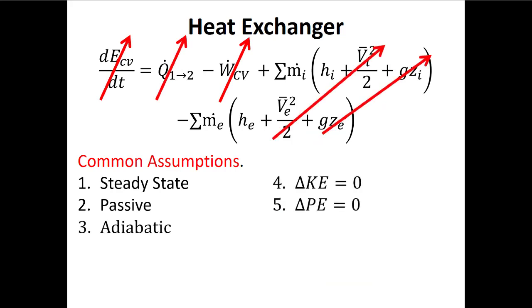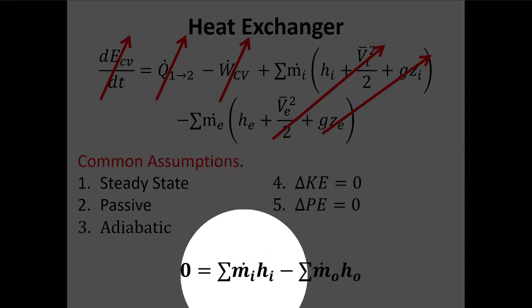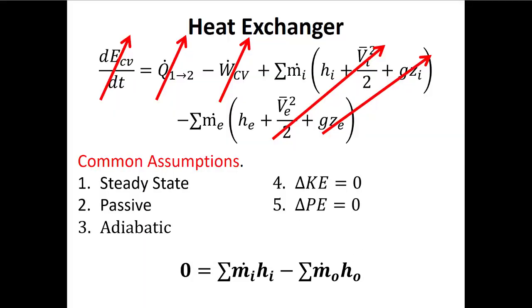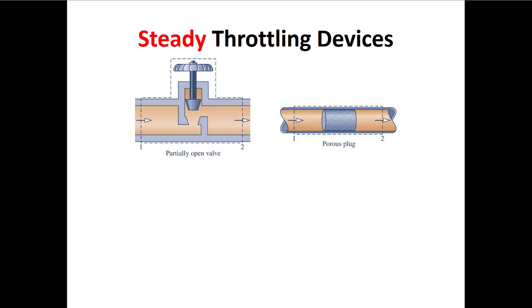We're going to say the kinetic and potential energy changes can be neglected. Then what we're going to get, if we look at the whole heat exchanger, is that 0 is equal to the sum of the mass flow rate in times the enthalpy in minus the sum of the mass flow rate out times the enthalpy out. And we'll do some examples of all these things as we move on.